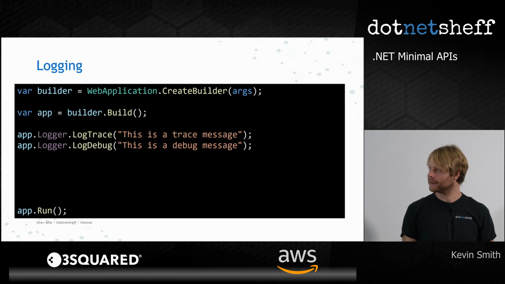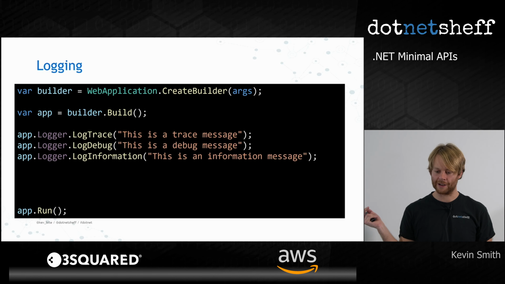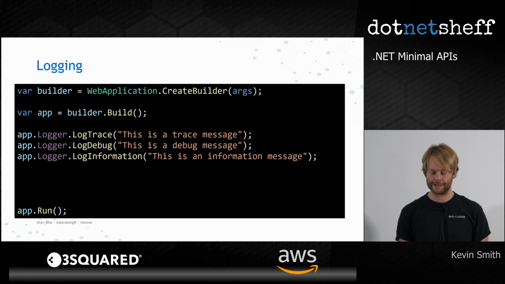And then once you've actually built it, you can also use the logger directly off the app as well. So that's the built logger. And then they output as you expect them, with warnings, failures, and criticals and stuff like that.